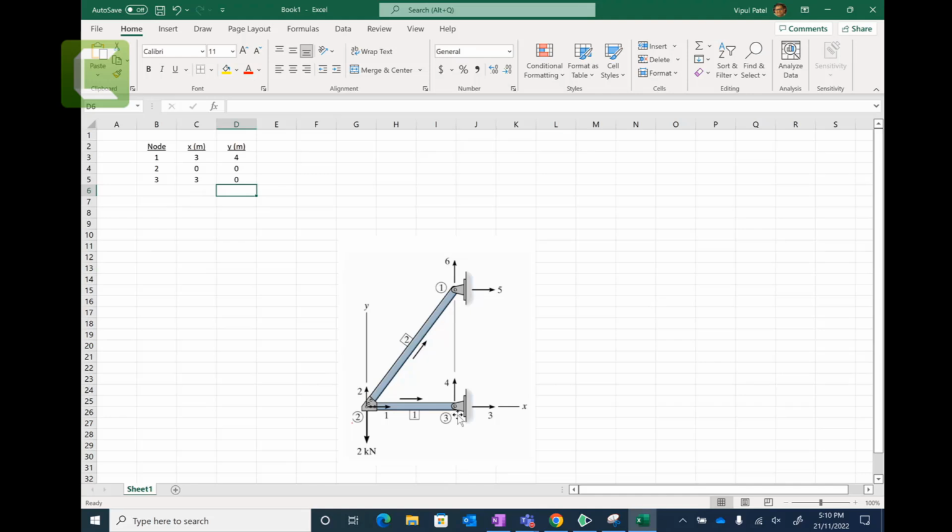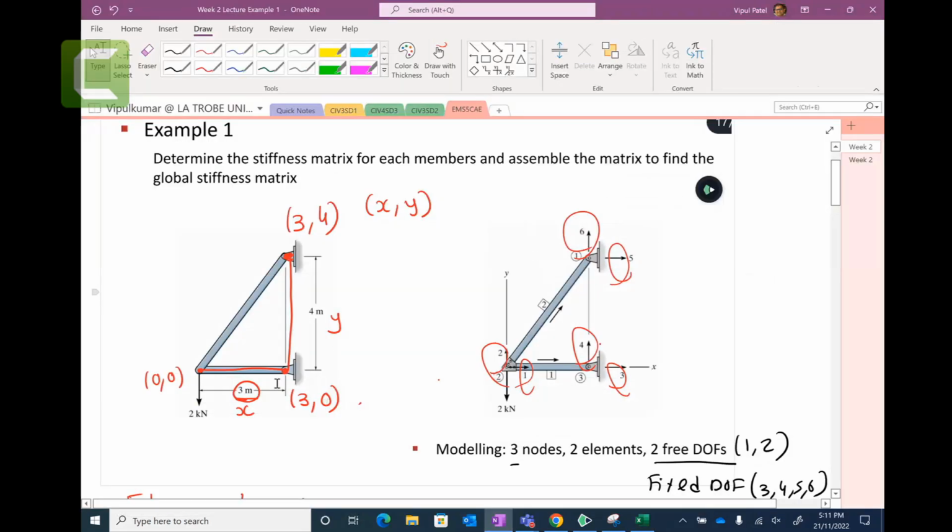X 3, 0? Yes, because for node number 3 we have 0, 0 here. We go across by 3, no Y. So we have 3 and 0. You can look at node number 3, and we have explained this already: node number 3 is 3, 0. All good, perfect. Okay, let's move on.